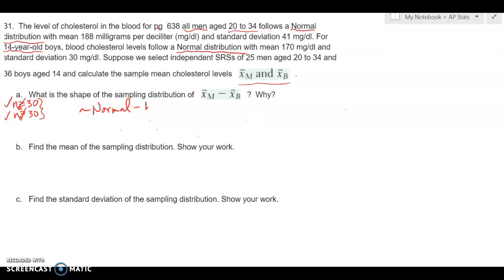And the reason is because both sample distributions individually are approximately normal.